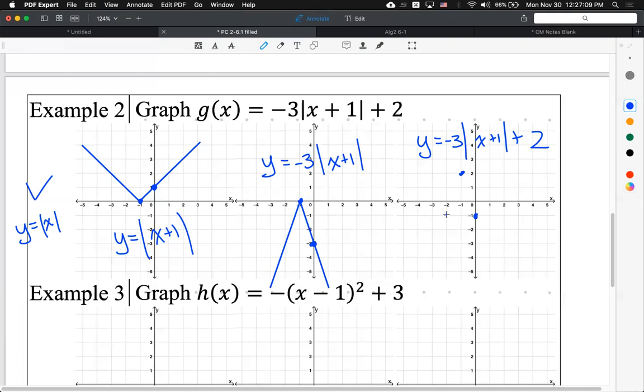Use the axis of symmetry to think of this as a third point over here. And graph your equation. There it is.